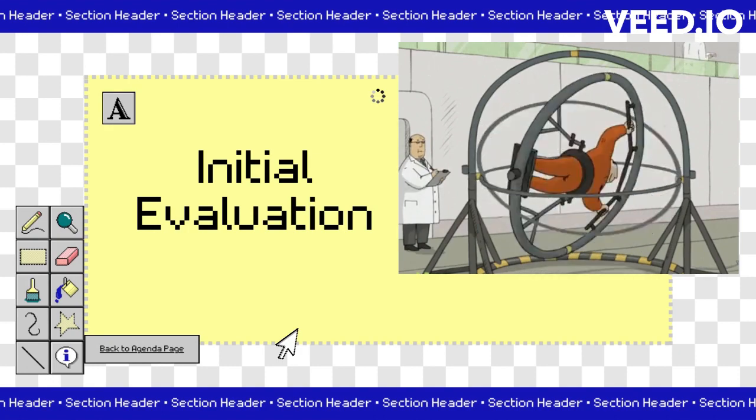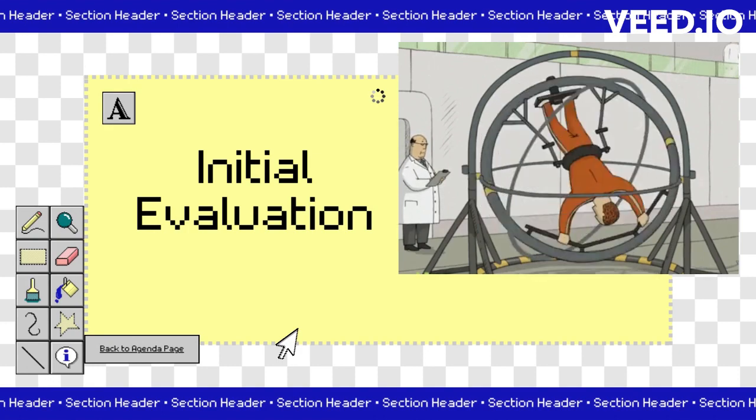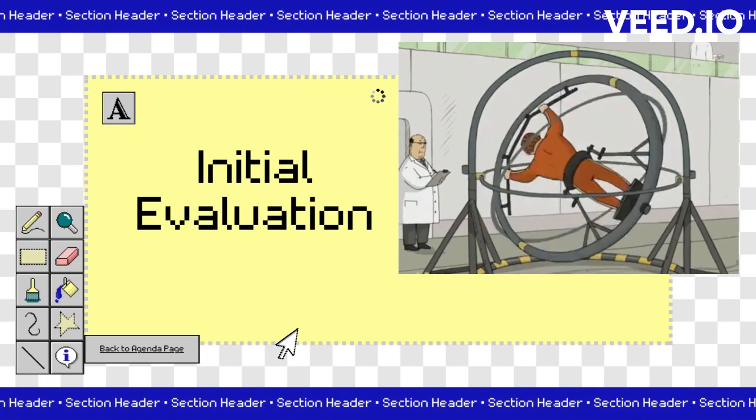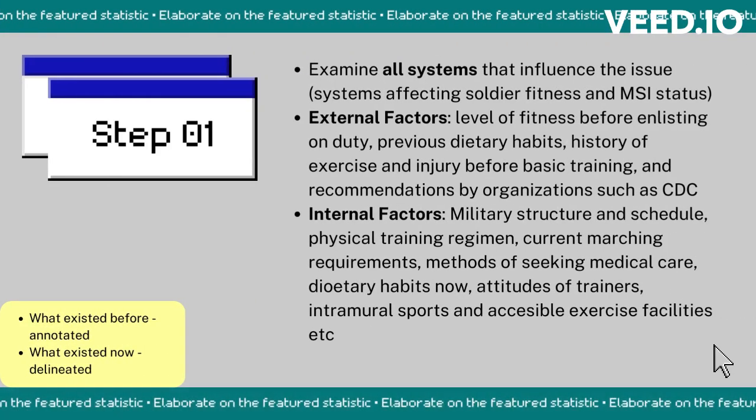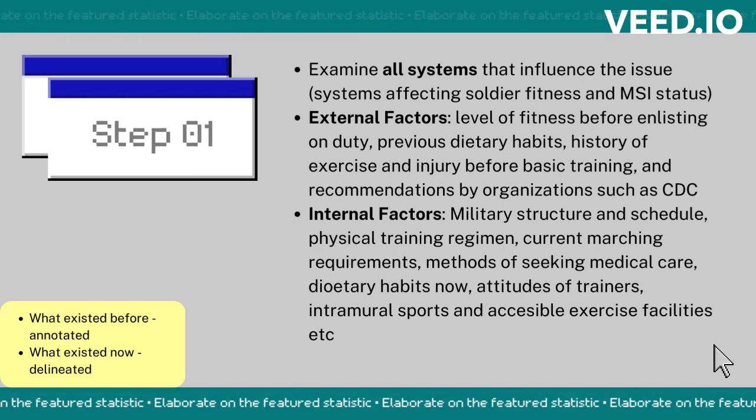Moving on to our Step 1, Initial Evaluation. This step deals with factors affecting the organization. It includes identifying internal as well as external factors. Remember, external factors concern things of the past, whereas internal concerns the present things. Annotate or take notes of previous habits, but keep your major focus on the internal factors.